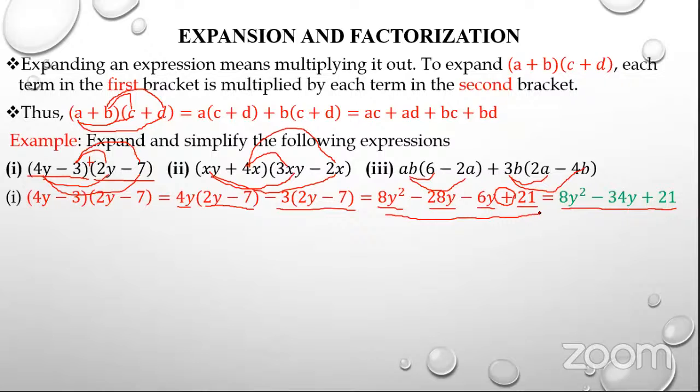Now with this, we have like terms here: minus 28y and minus 6y. So we simply add them, and minus 28 minus 6 gives us minus 34y. That's the only like term we have. The rest, we don't have any like terms, so we just write them together. That's why the final answer is 8y squared minus 34y plus 21. Is that okay?